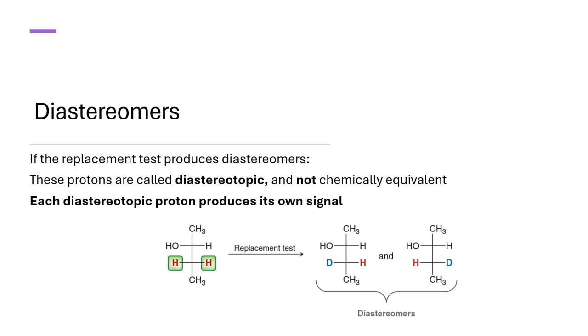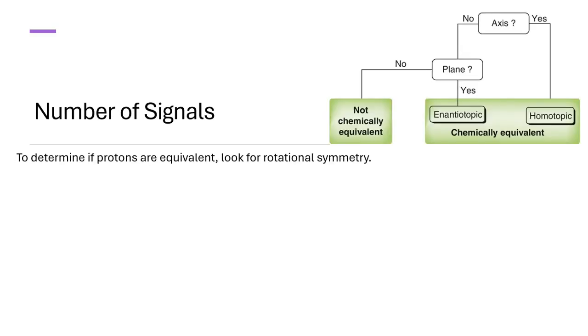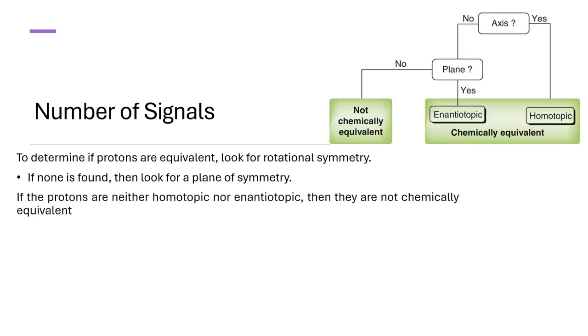Diastereomers. If the replacement test produces diastereomers, that means that the protons are not chemically equivalent, and each proton will produce its own signal. The number of signals. To determine if protons are equivalent and therefore giving one signal, look for rotational symmetry or an axis of symmetry. If there is one, they're homotopic. But if there isn't any, then look for a plane of symmetry, and if there is a plane, they are enantiotopic. If they're enantiotopic or homotopic, they will be chemically equivalent. Otherwise, they are not chemically equivalent and will give rise to their own signals.